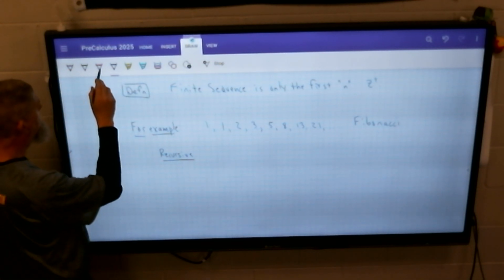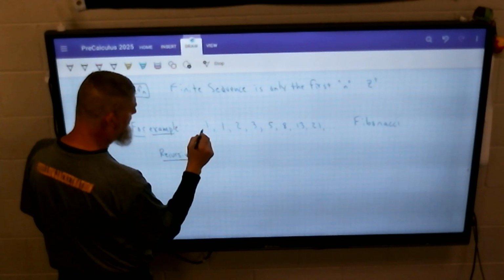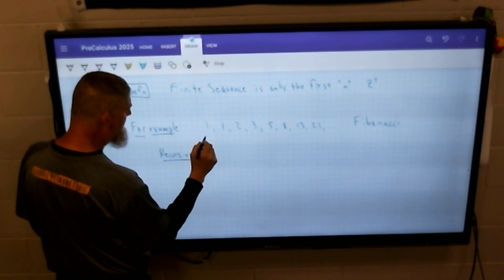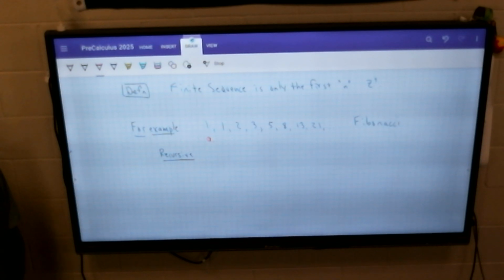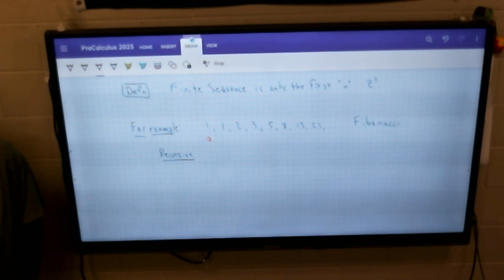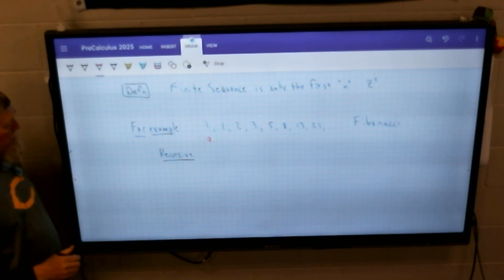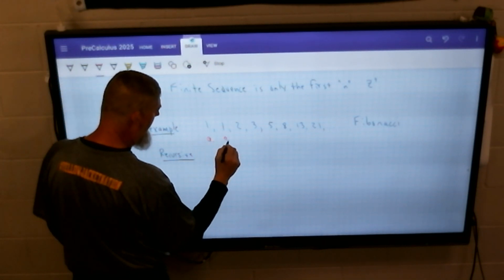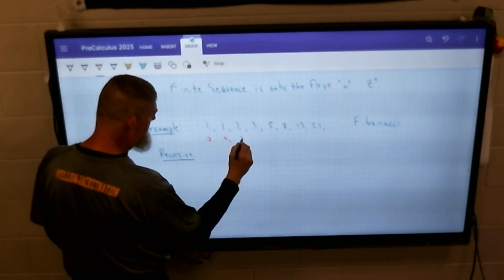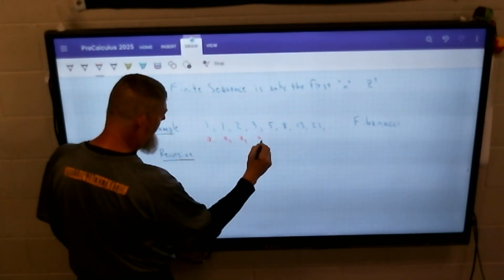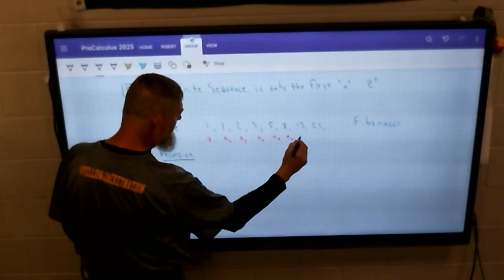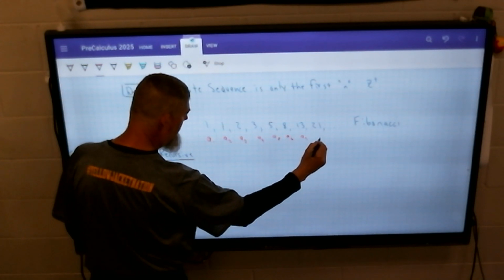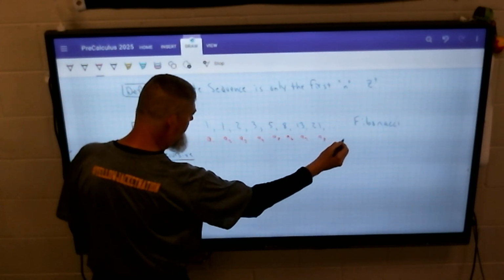In fact, we're going to refer to these. This is the first term, right? So our variable for this one is going to be a sub 1. A simply stands for the term, and the 1 tells us which one. So this would be a sub 2, this would be a sub 3, a sub 4, a sub 5, a sub 6, a sub 7, and you get the idea, right?